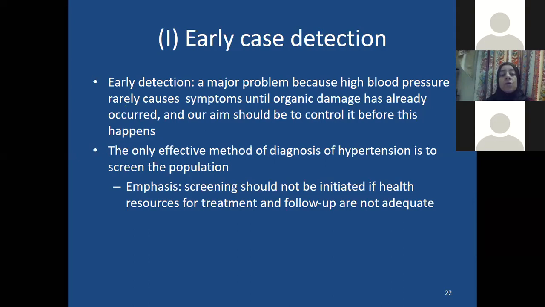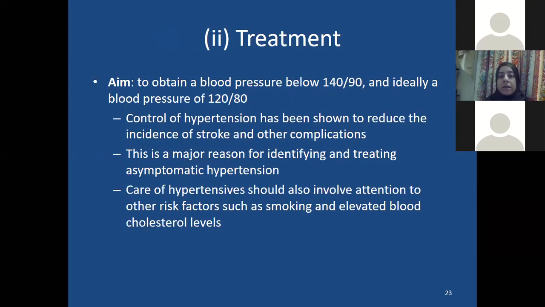You only go for high-risk strategy. Then you have treatment options in which your aim is to obtain a blood pressure below 140/90 and ideally a blood pressure of 120/80. You need to control hypertension in order to reduce the incidence of stroke and other complications. It's a major reason for identifying and treating asymptomatic hypertension. And the care of hypertensives should also involve attention to other risk factors like smoking, elevated blood pressure, and cholesterols.